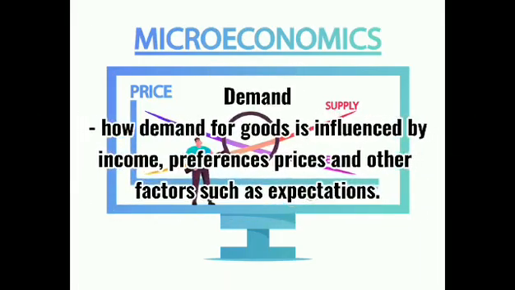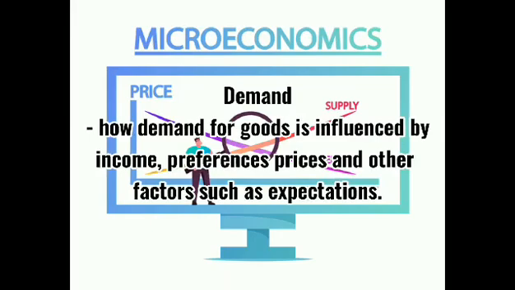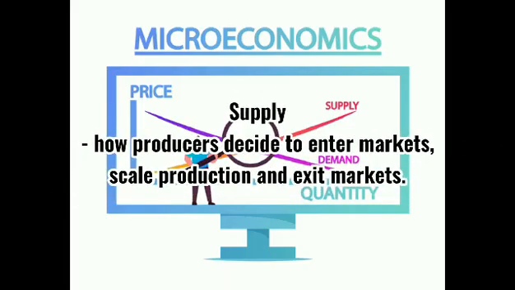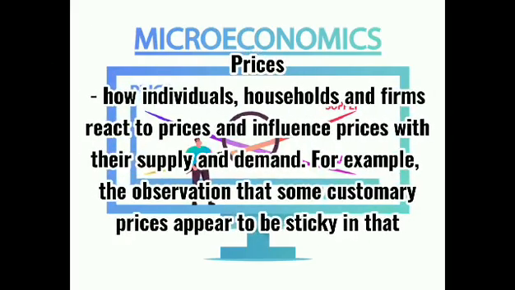Demand. How demand for goods is influenced by income, preferences, prices, and other factors such as expectations. Supply. How producers decide to enter markets, scale production, and exit markets. Price. How individuals, households, and firms react to prices and influence prices with their supply and demand.